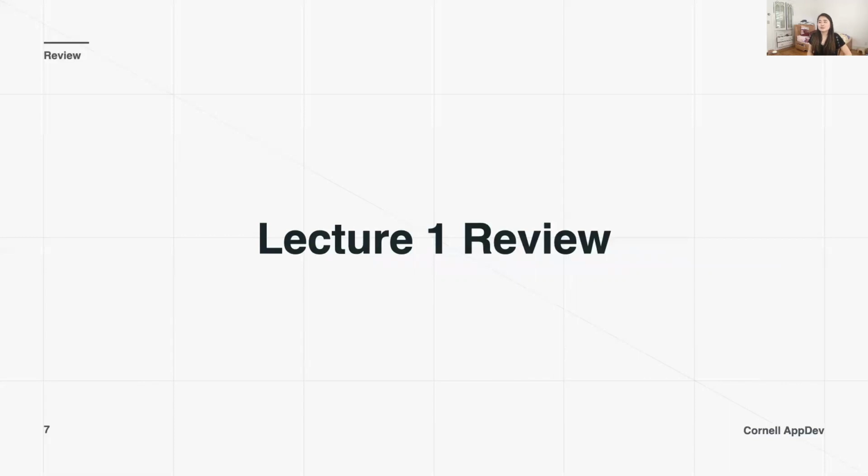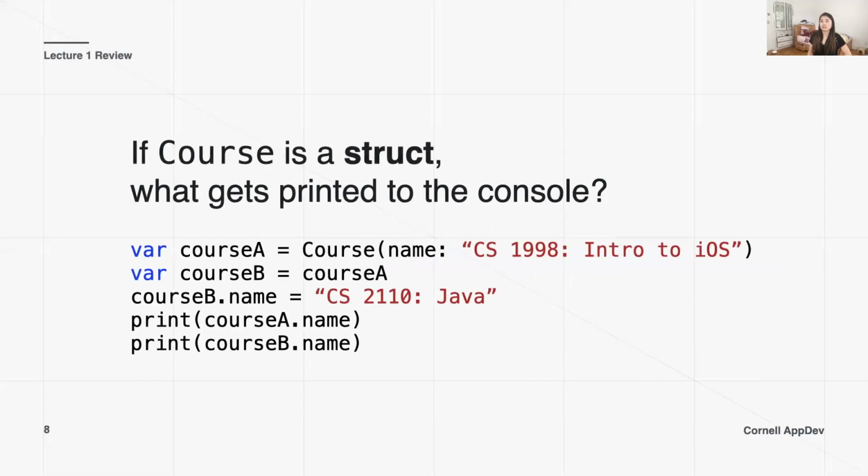Yeah, so let's start off with a review of lecture 1. This is a question that hopefully I'll give you some time to think about. If in this question course is a struct, what will get printed to the console? The answer is course A's name will print out to be CS 1998 Intro to iOS, and course B's name will print out to be CS 2110 Java. So hopefully you got that right.